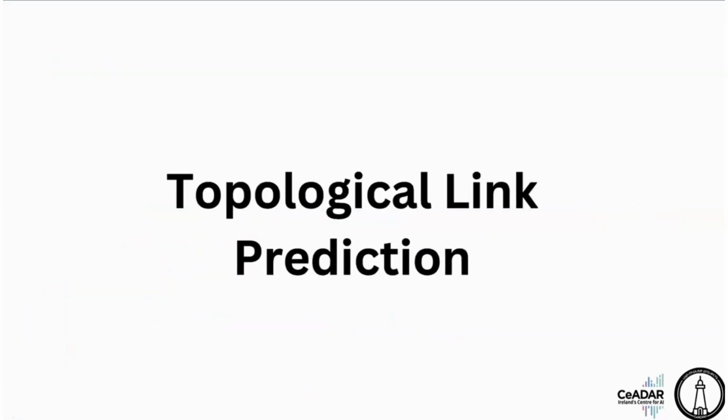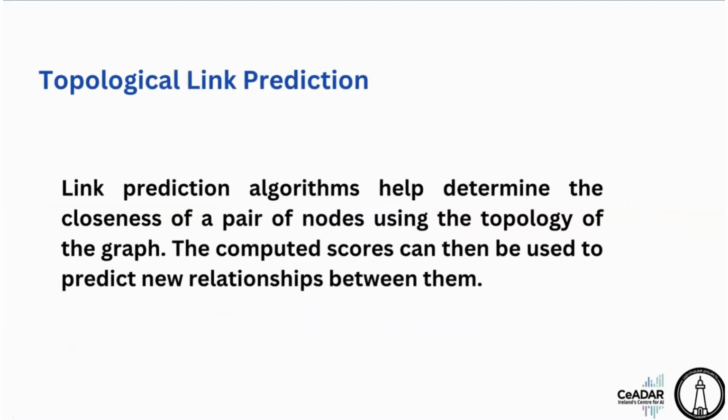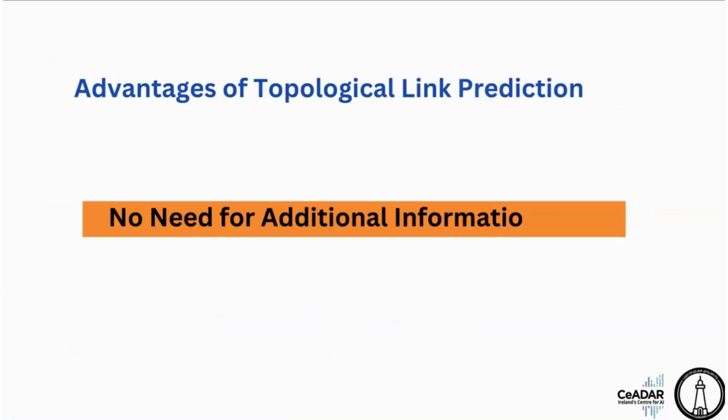So let's talk about what a topological link prediction is. Basically, topological link prediction is used to determine which node is close to another node, and based on that, it computes a score, and that enables us to predict a new relationship between them. This is the basic of topological link prediction. In Neo4j, we have a couple of inbuilt libraries for topological link prediction.